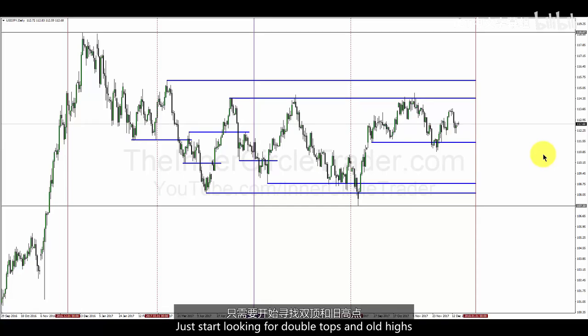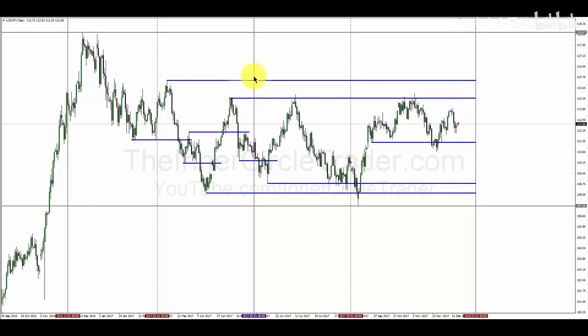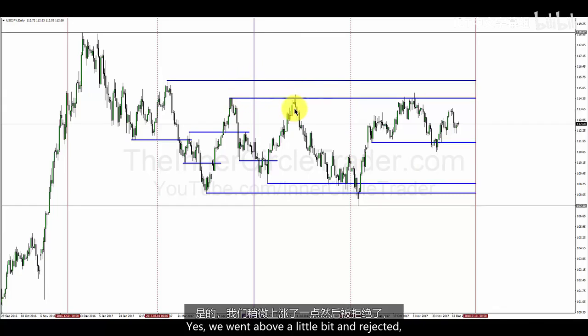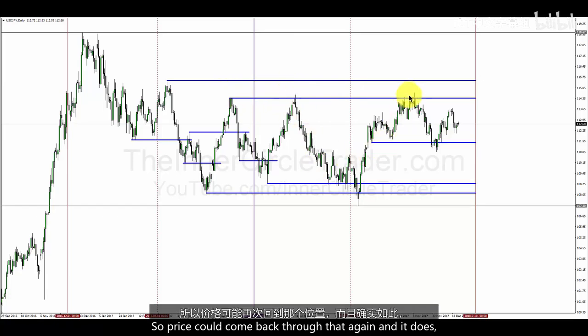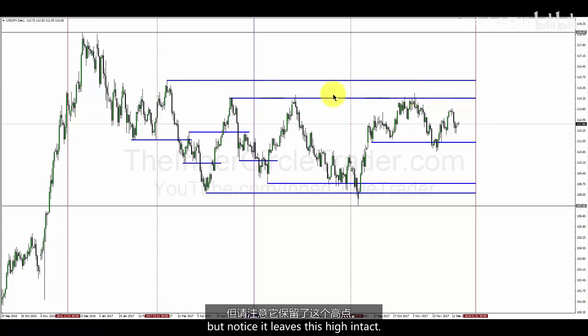Just start looking for double tops and old highs and old lows and double bottoms, and draw circles on that. Make a notation on your chart. This high here and this high here. Yes, we went above a little bit and rejected, but these are relatively equal highs. So price could come back through that again, and it does. But notice it leaves this high intact. So this is an untapped area of liquidity.